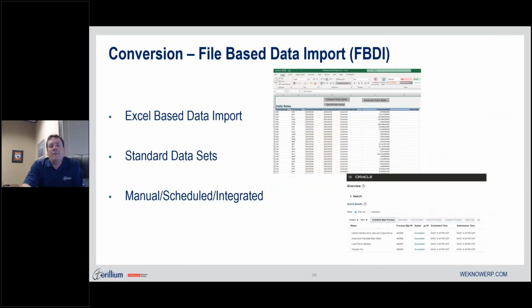When it comes to data conversion, it's a very similar process in cloud to JD Edwards. You basically have a file-based data import, which is basically an Excel spreadsheet with some macros, and it gives you the ability to load and then just upload into the system. It is very similar to a Z file process as we're familiar with in World and JD Edwards. And you already have the pre-built data sets. You can choose to do these manually, or you can also integrate them and have them scheduled.